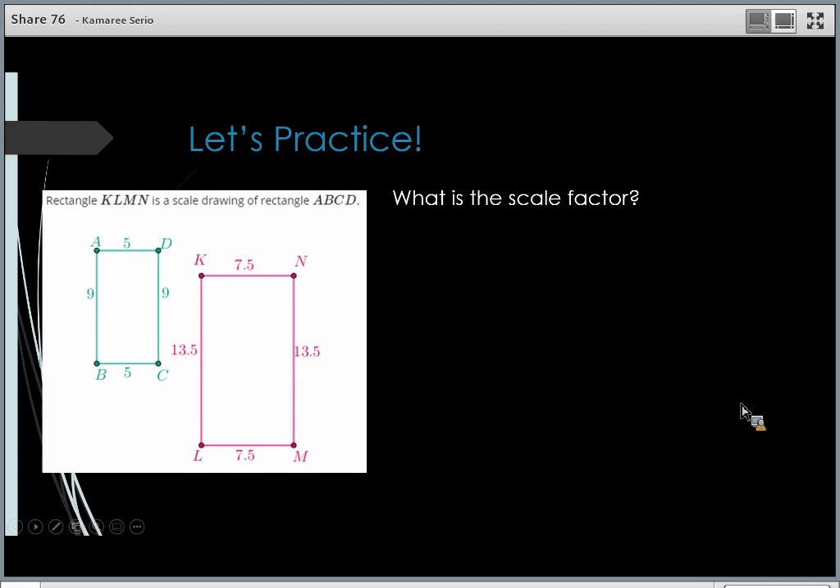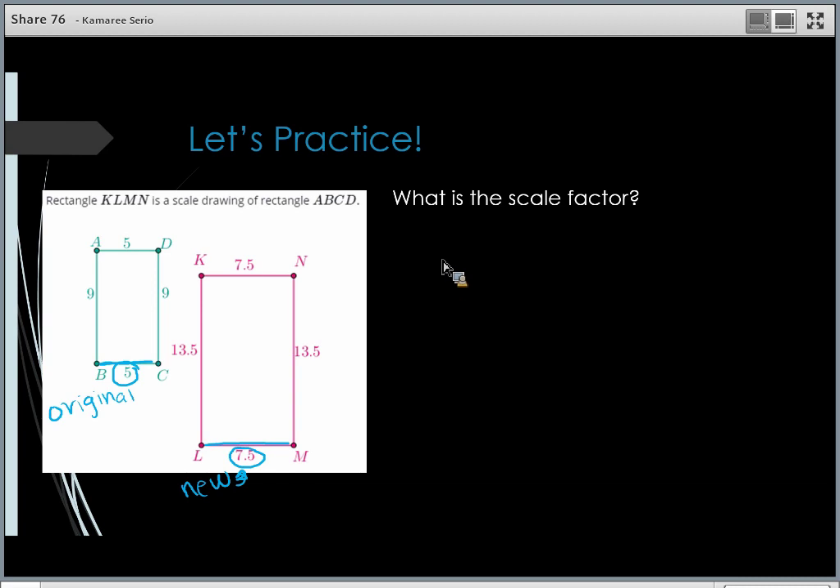All right, here's another one. So yes, there's decimals. Don't freak out. Remember, you can use a calculator. Let's try it. Let's do this bottom side. My bottom side is 5. Remember, your left is always your original. And let's look at the bottom side over here. This is my new image. This is my scale drawing.